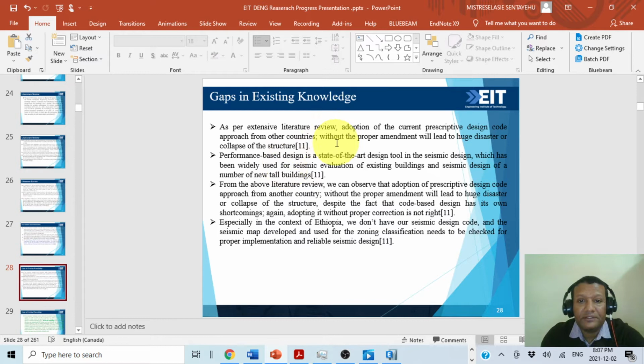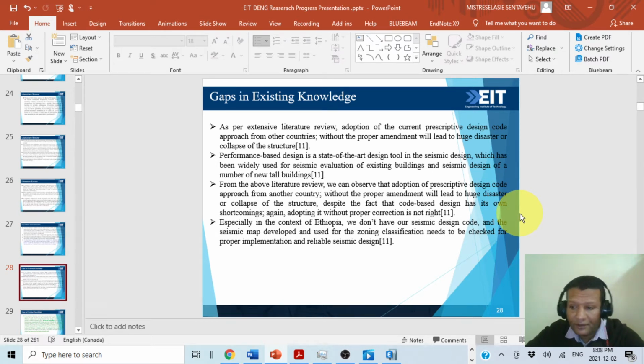As per extensive literature review, adoption of the current prescriptive design code approach from other countries without the proper amendment will lead to huge disaster or collapse. This is already agreed. Performance-based design is a state-of-the-art tool in seismic design which has been widely used for seismic evaluation. This is also agreed. From the above literature review, we can observe that adoption without the proper amendment will lead to huge disaster or collapse of the structure, despite the fact that code-based design has its own shortcomings, as we discussed. Again, adopting it without proper correction is not right.